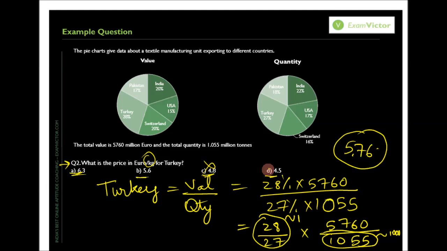So it's definitely not this, it's definitely not this. Now 6.3, is it close enough that you're actually going to get confused? No, not really. Because you're expecting your answer to be less than 5.76 because the denominator is 1055, it's more than 1000 and you've rounded it down to 1000. So if you calculate this accurately, you should see that the answer is less than 5.76. So 6.3 also cannot be. So the answer is B, 5.6.